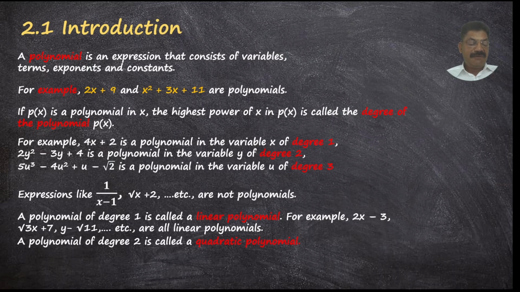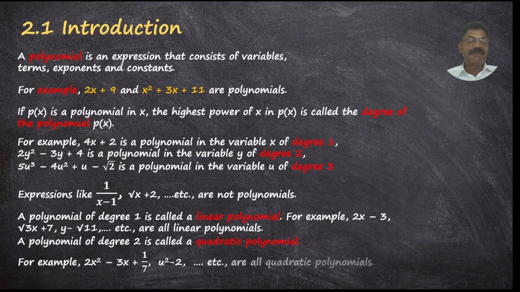Next, a polynomial of degree 2 is called a quadratic polynomial. For example, 2x square minus 3x plus 1 by 7, u square minus 2. All are quadratic polynomials.